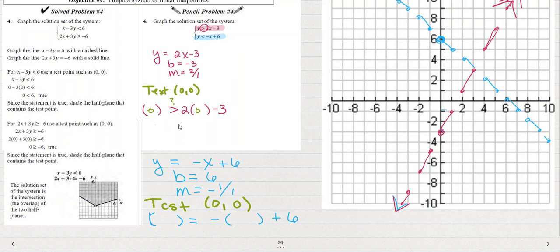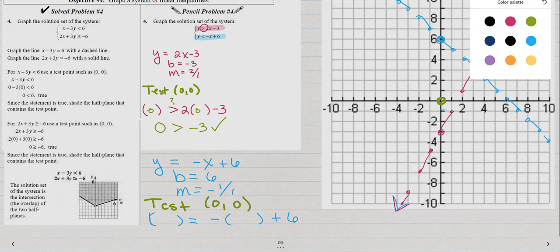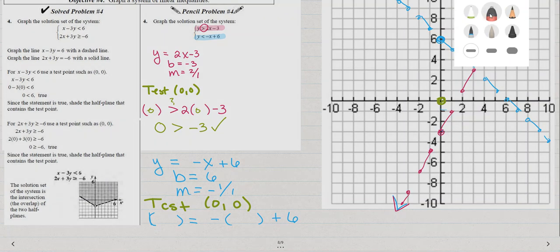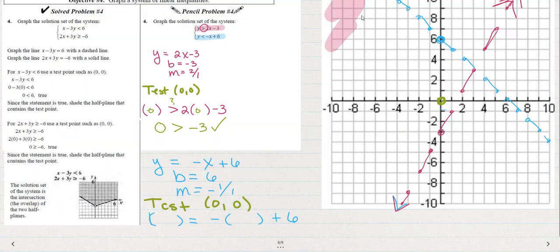Is 0 greater than negative 3? Yes, it is. So I know that this (0, 0) point is in the solution set for the pink line anyhow. I'm going to go ahead and shade that. The pink part that's shaded is this half plane. So the half plane that solves the first inequality is what you see shaded in pink.